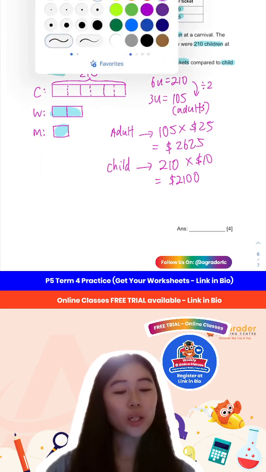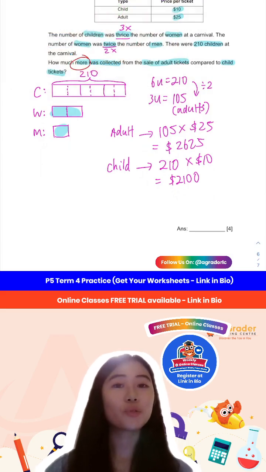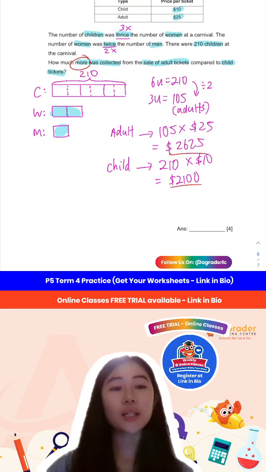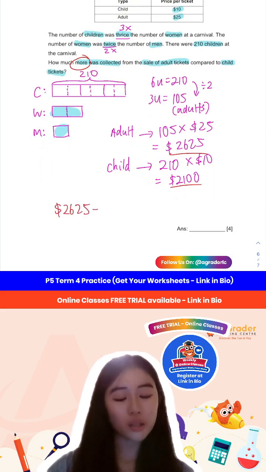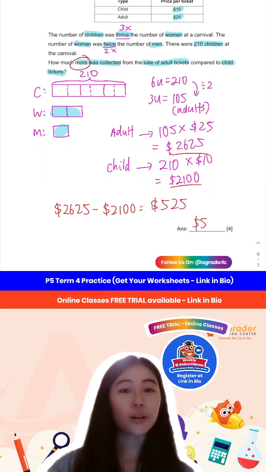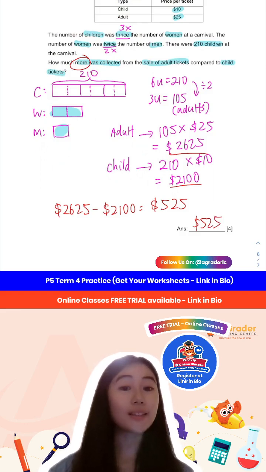And the key word is how much more was collected from the adult versus the child tickets. Okay, so this means that you're trying to compare. So you should minus these 2 numbers. So IDK, yes, you're correct. The last step is just to compare them. So you just minus. Once you minus, you will get 525 as the final answer. Yeah, so remember the dollar sign. And that's it, that's the answer.